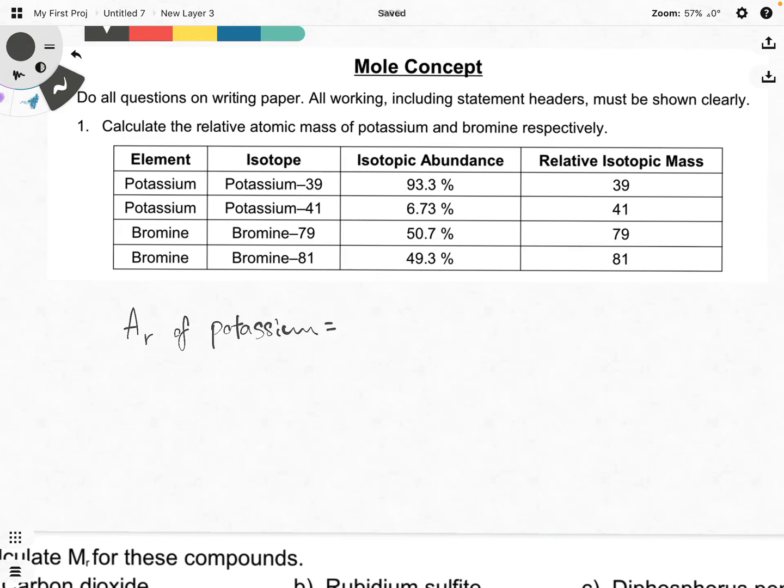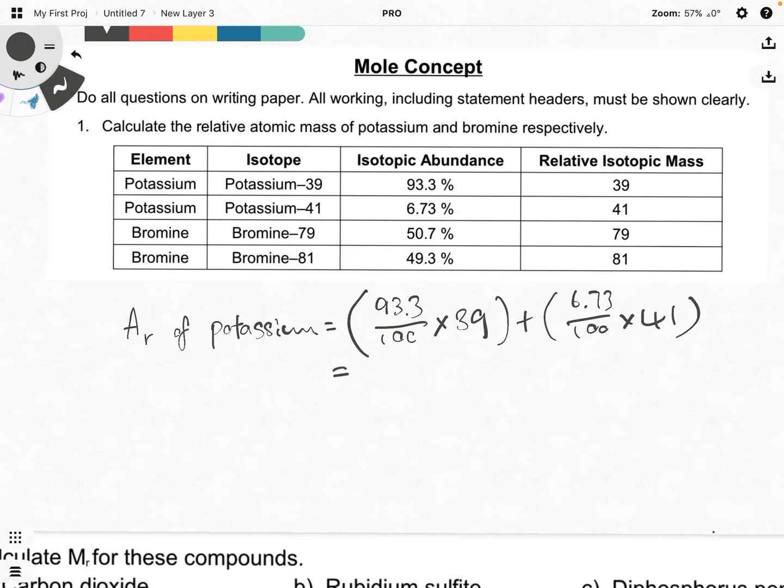You first need to find out what the various relative isotopic masses of potassium are. Here we have potassium-39, which has a relative isotopic mass of 39. It has an isotopic abundance of 93.3, so we take that divided by 100 times 39. Then we add the relative isotopic abundance, 6.73 divided by 100 times 41. This is how you calculate the relative atomic mass of potassium, and it should amount to around 39.1.